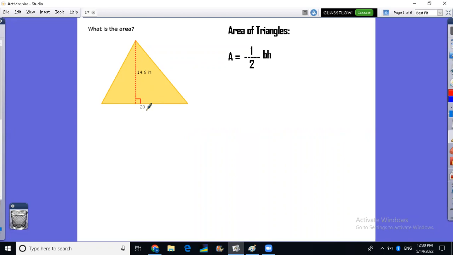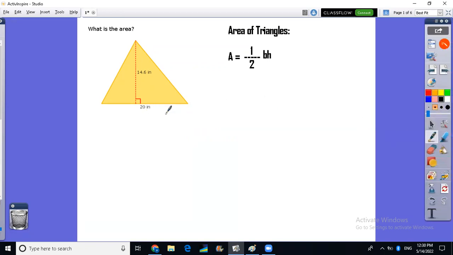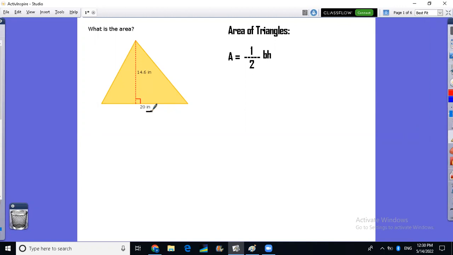The unit here doesn't change anything. Can you see here the inches? If it's inches, centimeters, kilometers, miles, it's not going to change anything. I'm just going to add it to the answer at the end. It will not affect the steps or the way we do it.